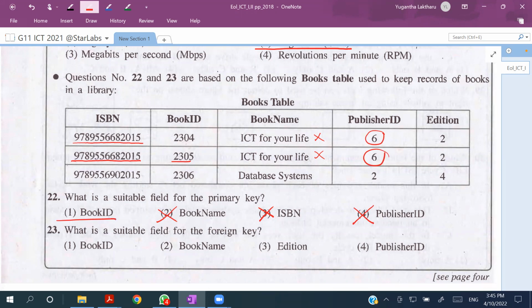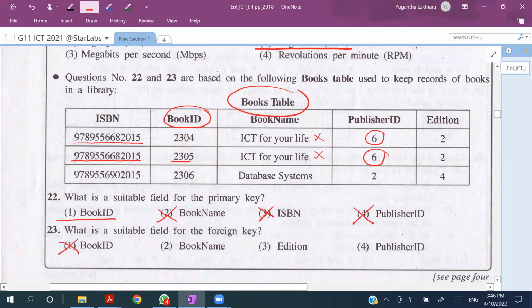So 23rd, what is the suitable field for the foreign key? So book ID is the primary key. They are asking about this table. So the primary key of this table, which is the book ID, is not going to be a foreign key to that particular table. If we use book ID on another table, for that table, book ID is going to be a foreign key. So book ID is not going to be a foreign key.